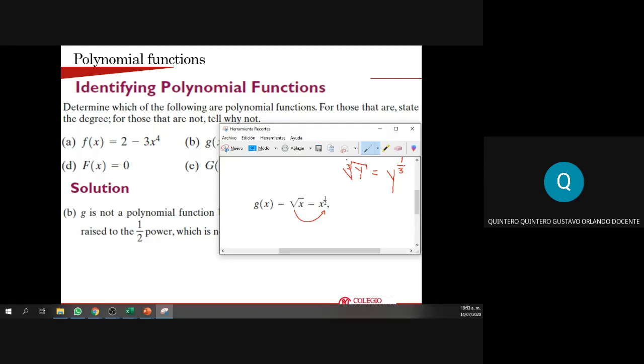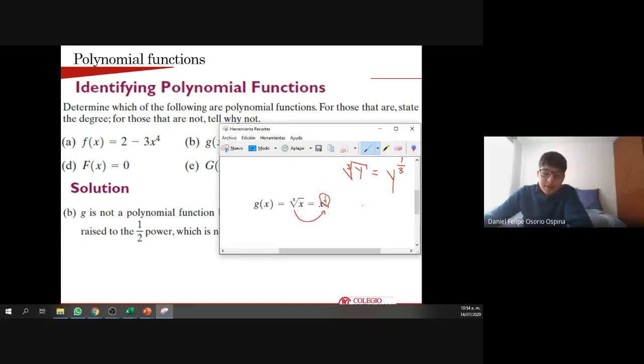Okay, so what I was saying was you can change roots into exponents. And all you have to do is take this little number and put it as a denominator, right? That is what we did here. Look, this is a square root, right? So the 2 became the denominator. The problem now, Danny, is that this exponent is not a natural number. Do you remember natural numbers, Danny?